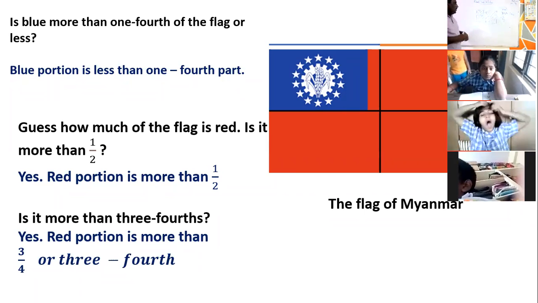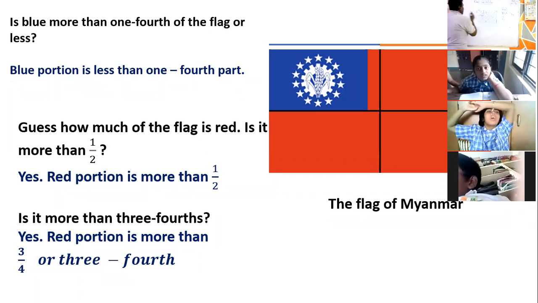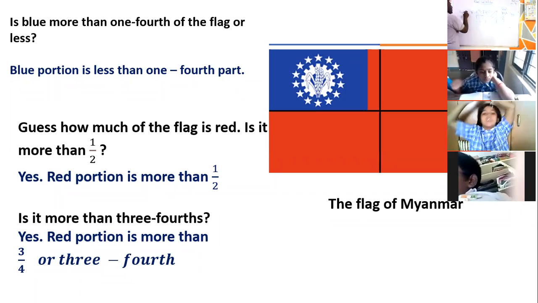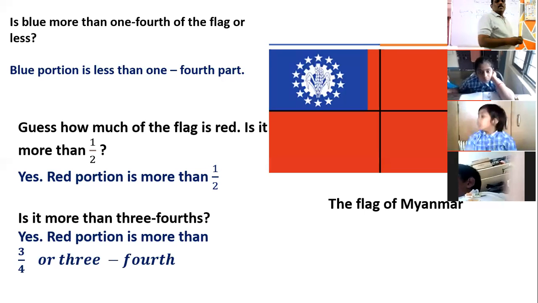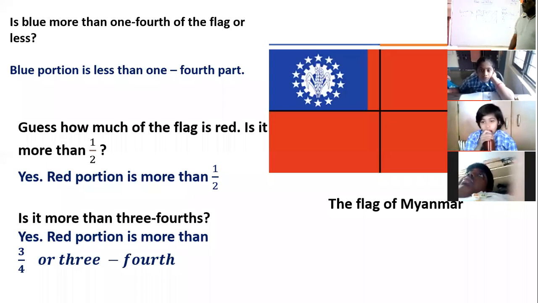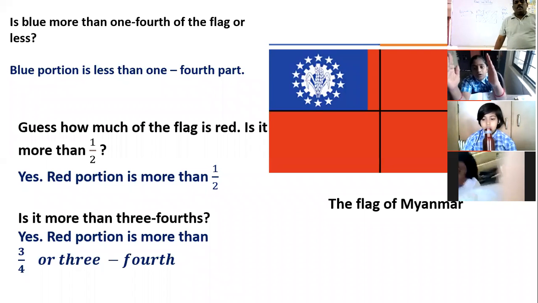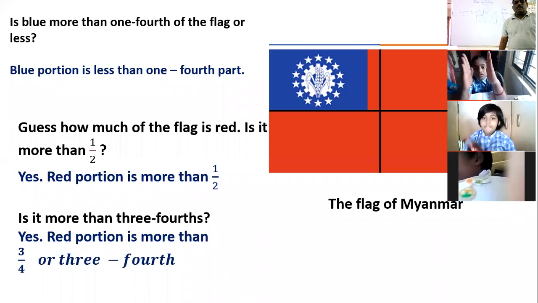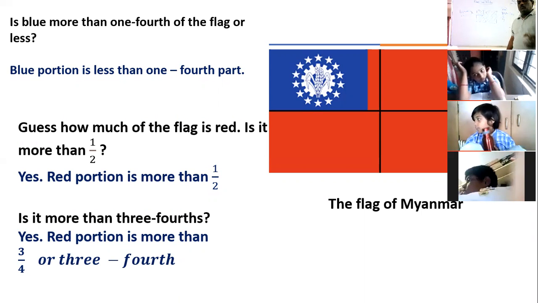And blue color, if completely blue, would be 1/4, but it is not completely blue. So blue is less than 1/4. Red color is more than 3/4 and blue is less than 1/4. That is what we mentioned there. The blue portion is less than 1/4 of the part.